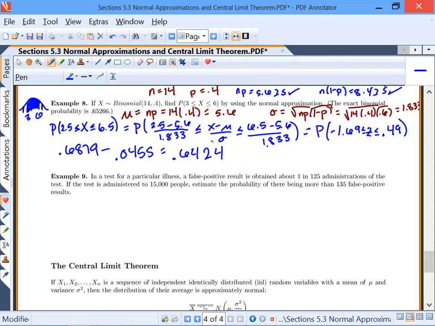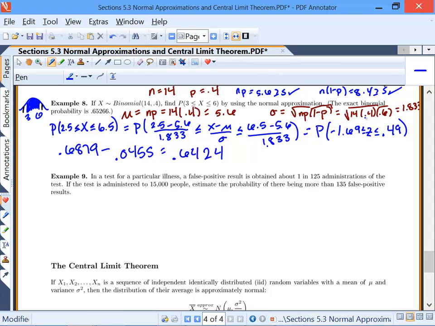Notice we're not extremely close because n times p was pretty close to 5, so it was just barely in our range where it's okay to do this. But our approximation is still pretty close to our exact probability. If anyone wants them, I did have more normal tables up here at the front if you wanted to have one in front of you to follow along. Okay. So questions on that example 8.